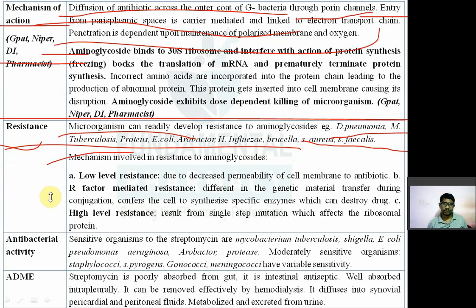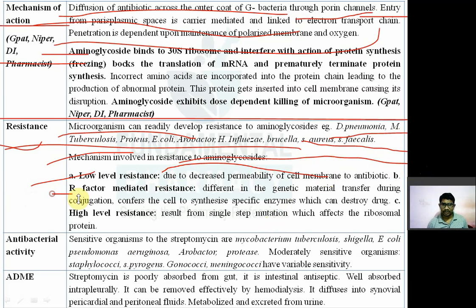So a low level resistance to the aminoglycoside is because of decreased permeability. The antibiotic that diffuses into the bacterial cell will be reduced. So that's why bacteria will develop resistance, due to decreased permeability of the cell membrane to the antibiotic. That is responsible for the low level resistance.